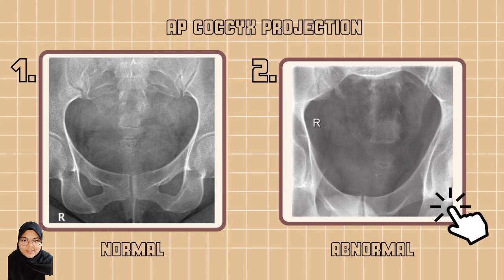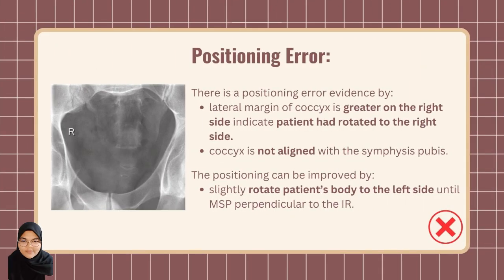And now we're going to continue with the second radiograph, which is the abnormal radiograph. In this radiograph, we can see there is a positioning error, evident by the lateral margin of the coccyx being greater on the right side, indicating the patient's head rotated to the right side. And also the coccyx is not aligned with the symphysis pubis. To improve this positioning error, we need to slightly rotate the patient to the left side until the MSP is perpendicular to the IR.